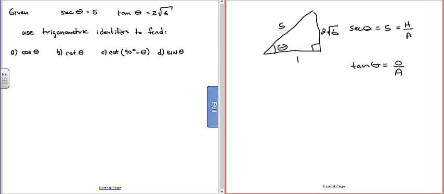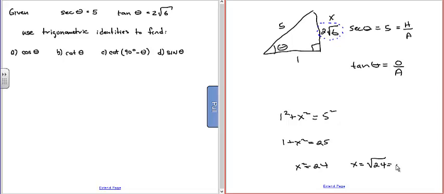Let's see if this is, can both of these things be true? Is this a consistent result? So what I'm going to do is assume I don't know what that is. We'll call that x. So we say 1 squared plus x squared equals 5 squared. So you get 1 plus x squared equals 25. Subtract 1 from both sides, you get x squared equals 24. X equals the square root of 24.